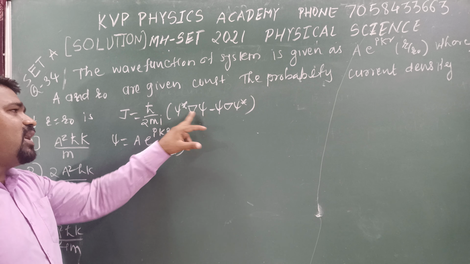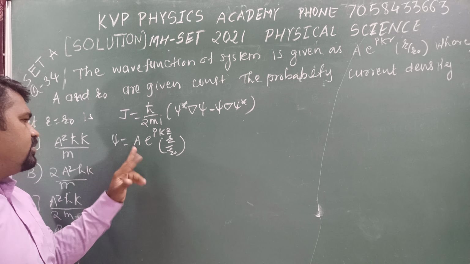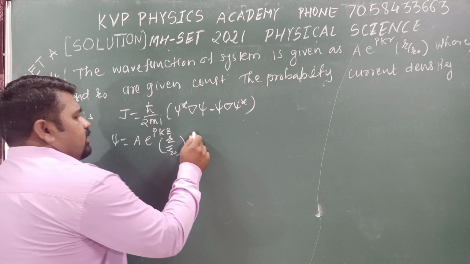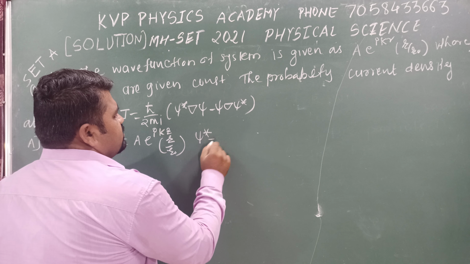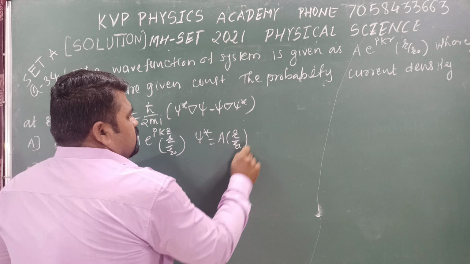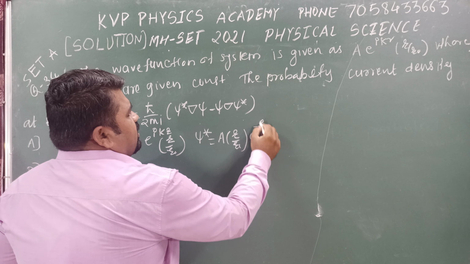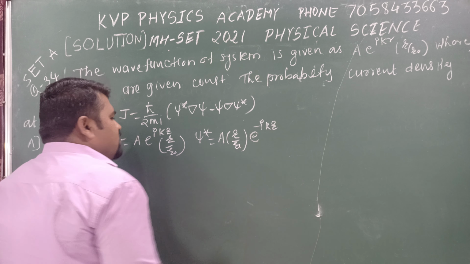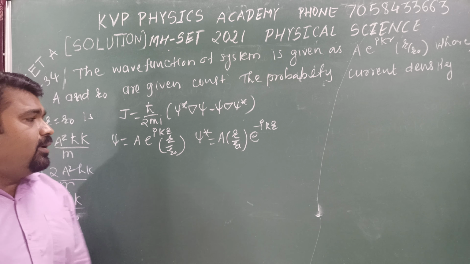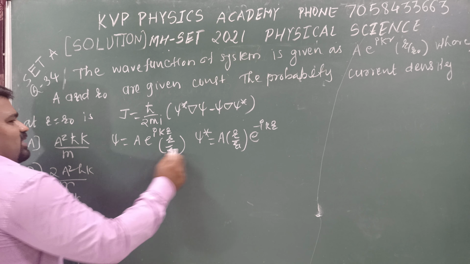Now we need ψ as well as ψ*. This is the ψ. Here the function is imaginary, so the sign also changes. Then what is the value of ψ*? ψ* is equal to A* r/r₀ e^(−ikr). Why does the sign become minus here? Because we take the complex conjugate. Now this will be ψ, this will be ψ*.